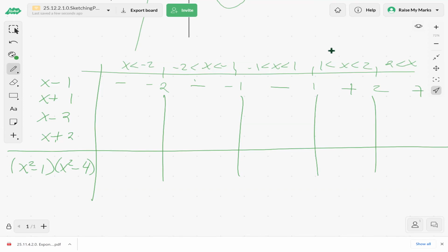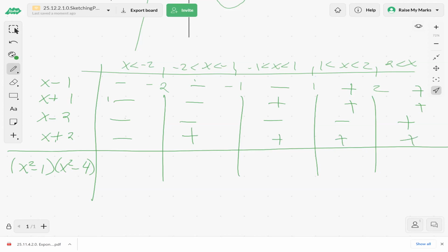So x plus 1, it's negative on every interval until we get to x greater than negative 1, and then it becomes positive. X minus 2 is negative on each interval until we get to x greater than 2. And x plus 2 is negative on each interval until we get to x greater than negative 2, and then it's positive.